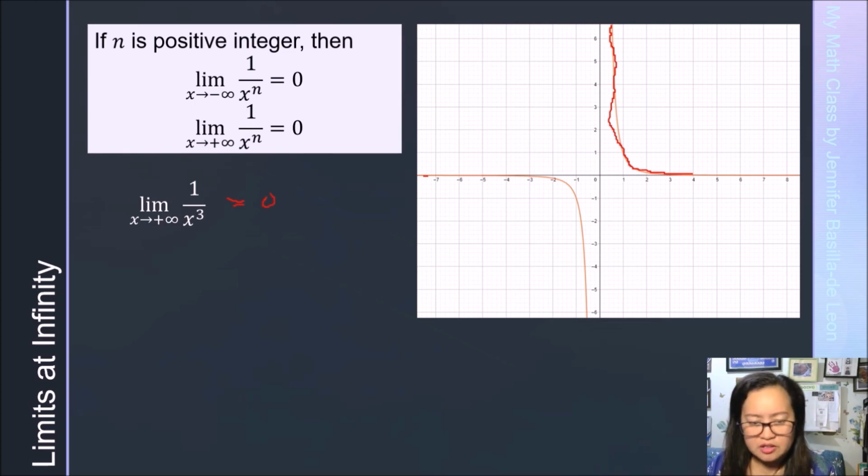Now what if we have the limit of 1 over x cubed as x approaches negative infinity? So negative infinity, right to left. Okay, so we consider this, we trace this, then take note that it's also asymptotic to the x-axis. Therefore, this expression is also equal to 0.